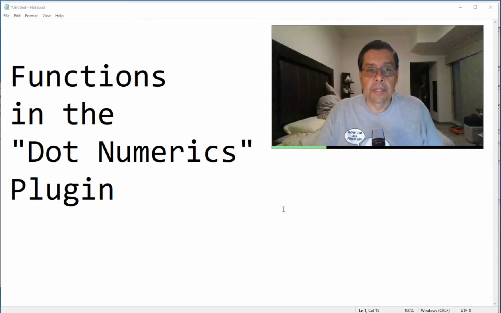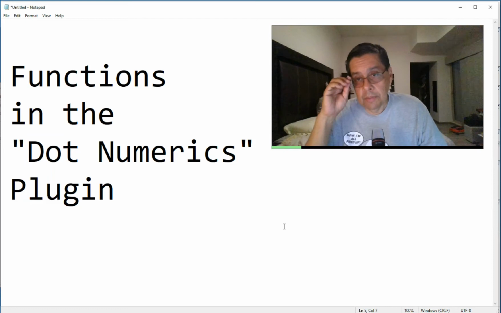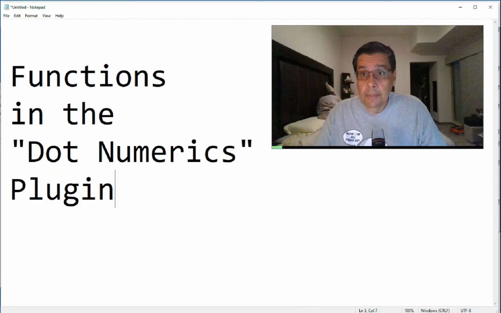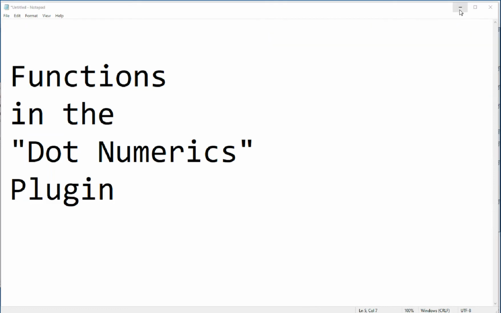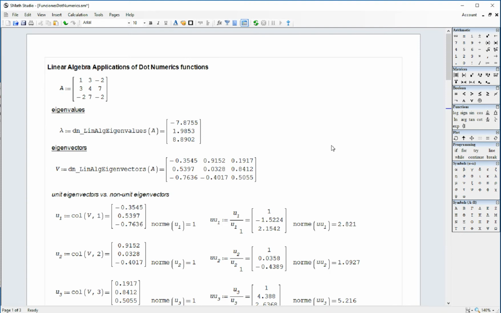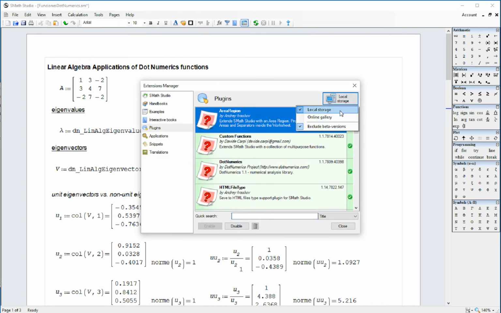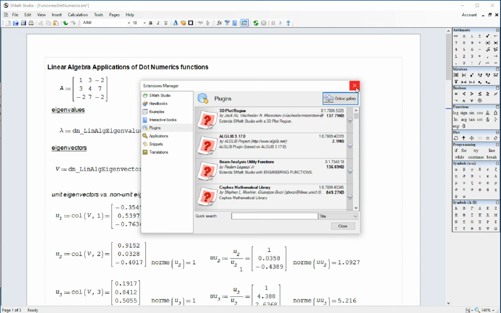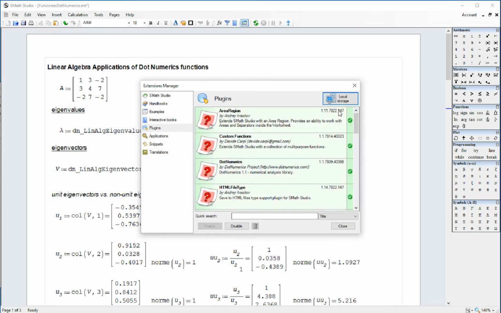In the present video, we're going to talk about functions in the .numerics plugin, which has applications for linear algebra and the solution of ordinary differential equations. For that purpose, we're going to start with this particular worksheet. The plugin should be available in your online gallery. I already have it in my local storage.